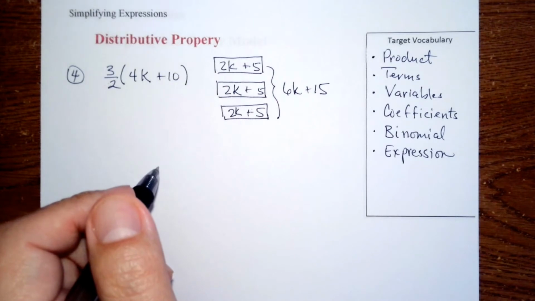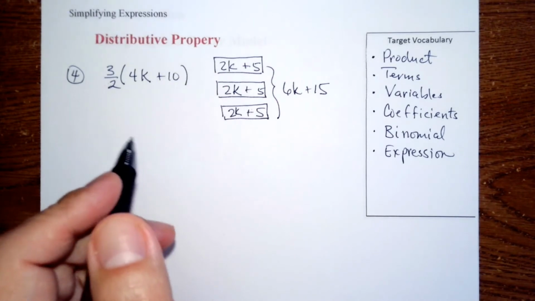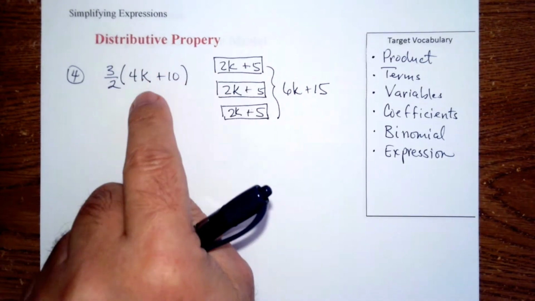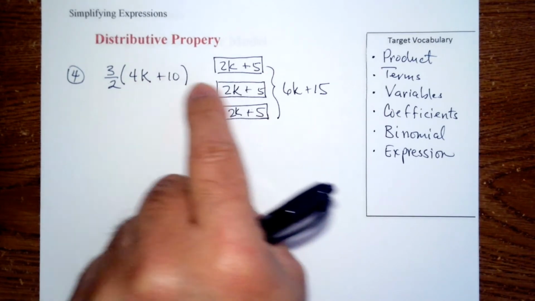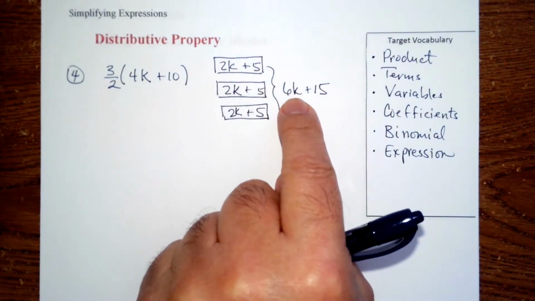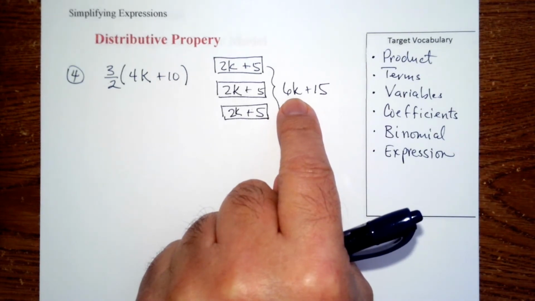Now you're saying, Mr. Fuentes, is it that easy? Yes, it is. But I want you to notice also, inside, how many k's did we start with? 4k. How about in our answer? Did it stay the same? Did it get smaller, or is it more? Yes, it's more, you guys.